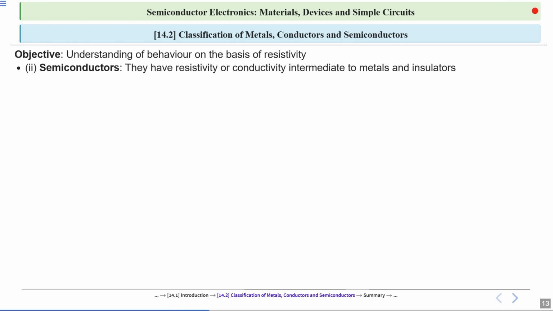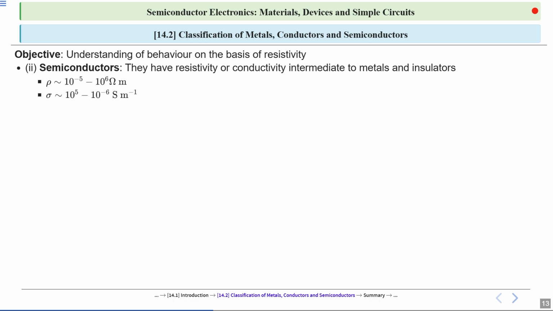Semiconductors are materials with electrical conductivity between that of conductors like metals and insulators. Their resistivity ranges from 10 to the power minus 5 to 10 to the power 6 ohm meter. This unique property allows them to control electric current, making them essential in electronic devices.